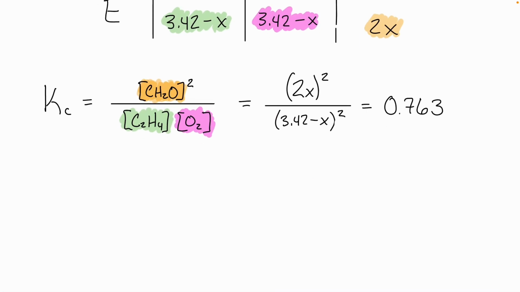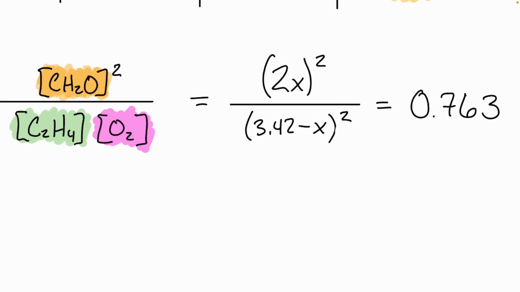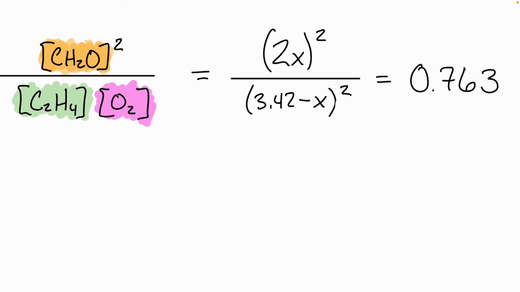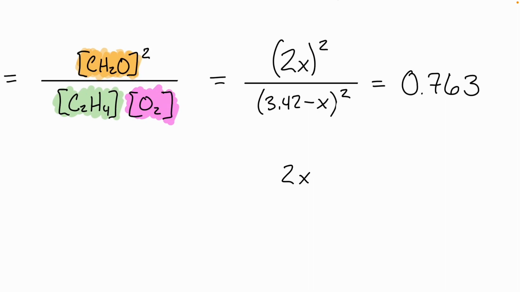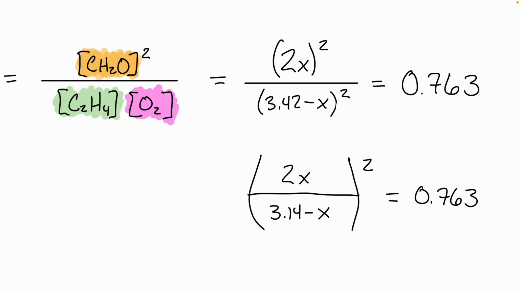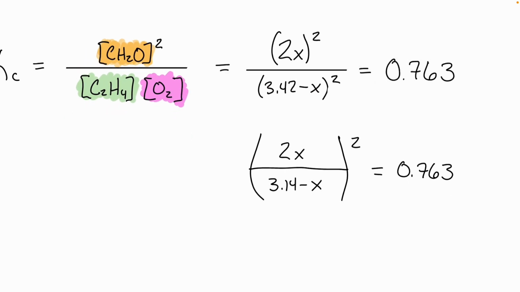So in the interest of time, we'll do this together. There's actually multiple ways you can go about it. You could expand it and then do this quadratic equation, the negative b plus or minus square root. Anyways, we don't have to do that because luckily both the top and the bottom are squared. So this can simplify to 2x over 3.42 minus x, squared, equals 0.763. And so how can I get rid of that square? Take the square root of both sides.